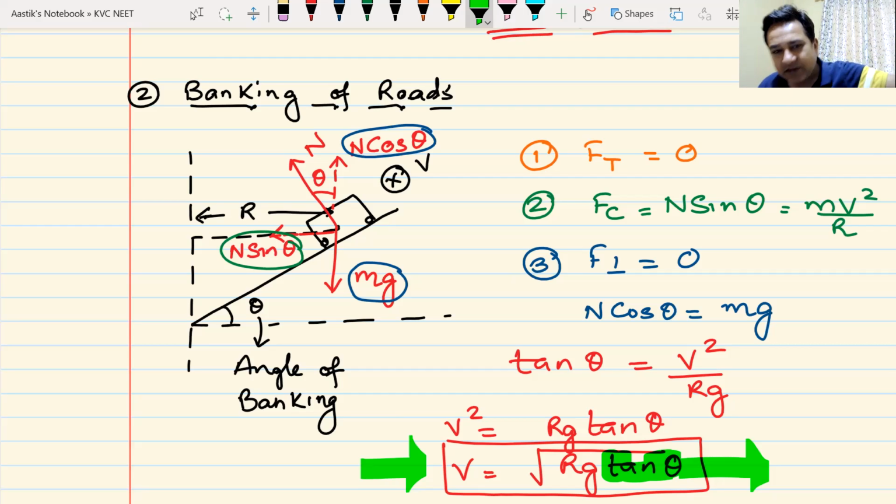With this banking, you would be able to turn your bike. The maximum value of your velocity is root over r g tan theta. So both the cases are similar. But when you are on a bike, you can do a third thing to turn. And you always do it, and you don't realize it.